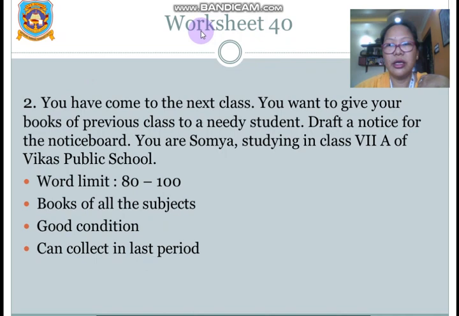Then in worksheet number 40, this is the second notice writing. You have come to the next class. You want to give your books of the previous class to a needy student. Draft a notice for the notice board. You are Soumya, studying in class 7A of Vikas Public School. Word limit is 80 to 100. These are the points you need to remember: books of all the subjects, they are in good condition, can collect in the last period. Okay, so this is the notice writing you have to do, and this would be your homework.